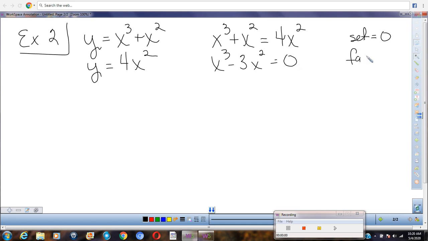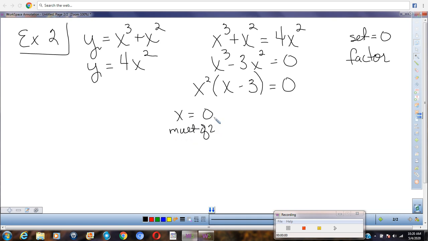Now we want to factor. I can undistribute an x squared out of both of these. Leaves me with x minus 3 equals 0. And now we said both of these factors equal to 0. So I get x equals 0, of course, with a multiplicity of 2, which means at this point it's going to touch the other one. And here, if I take the x minus 3, set that equal to 0, I get x equals a positive 3. So we do have two different x's, which means we have two different points where these graphs intersect.